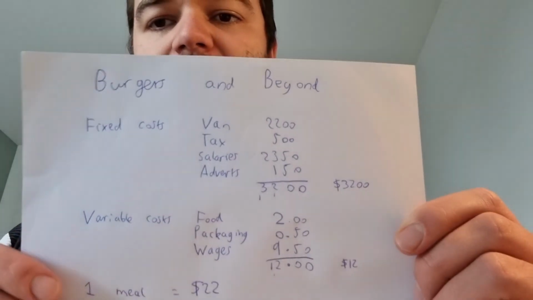So on Google Classroom, you've got an example of a burger van company. And I do recommend now you quickly pause the video and open up that document because I'm going to go through some parts of that. So, if you have that open, I've just gone over here.